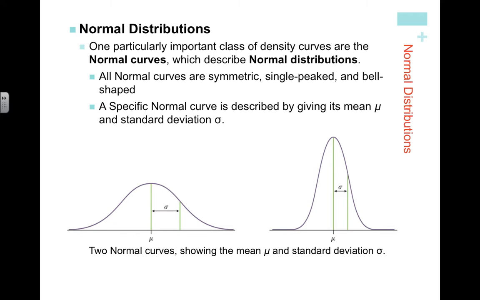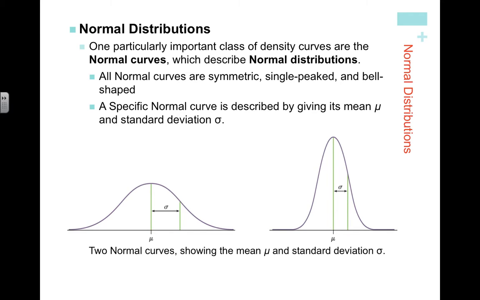All Normal curves are symmetric, single peaked, and bell shaped. A specific Normal curve is described by giving its mean, mu, and standard deviation, sigma. We're going to stay away from x bar and s of x to describe the mean and standard deviation on a Normal curve. I know we had that question in class the other day. We'll focus more on mu and sigma because we're getting into populations shortly. The mean and the center are the same on your Normal distribution because it's symmetric.